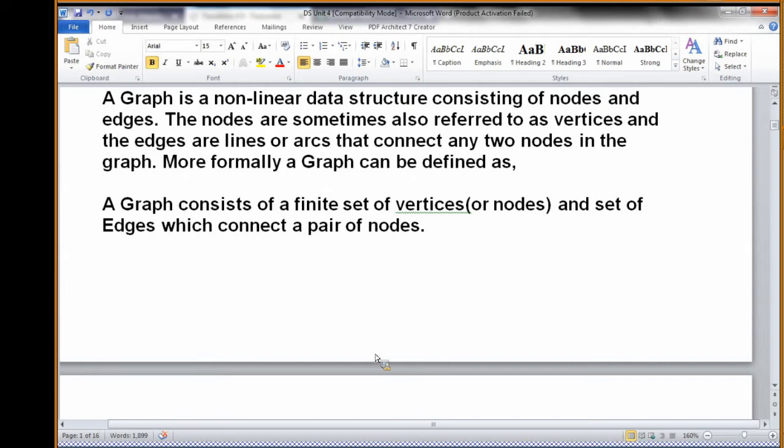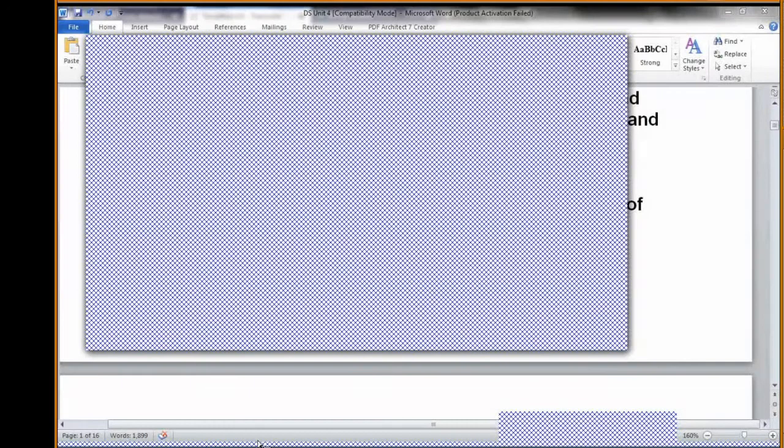More formally, a graph can be defined like this. Simply, if you want to define, you can define like this.